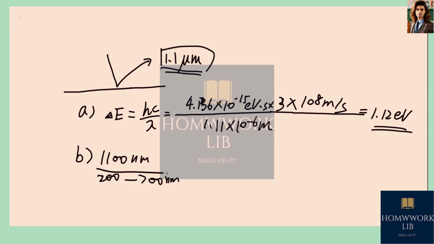So 1100 nanometers is obviously not visible light, it's infrared. Because of that, silicon will not be transparent. It's opaque because we cannot see the light that actually goes through it.